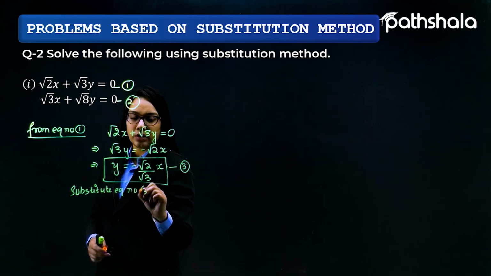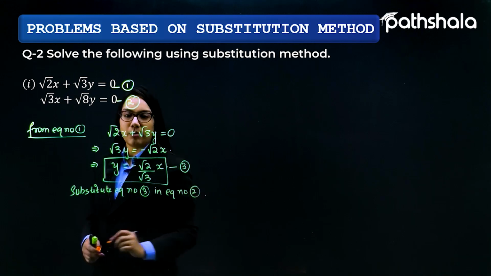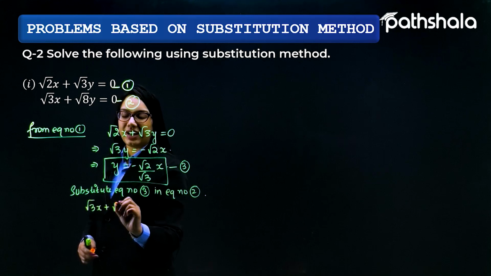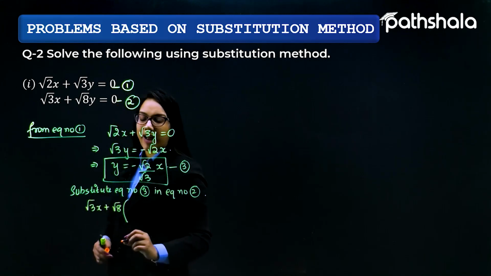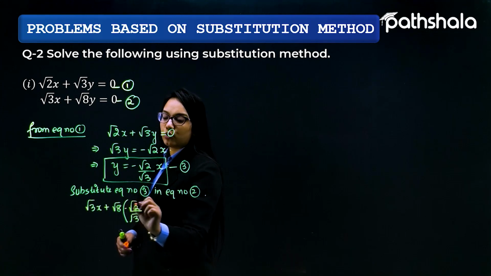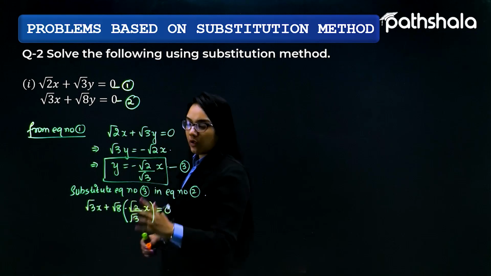equation number 3 in equation number 2. So equation number 2 is √3x + √8y. In place of y we can write -√2/√3 x, which is equal to 0. Now let's solve this equation.